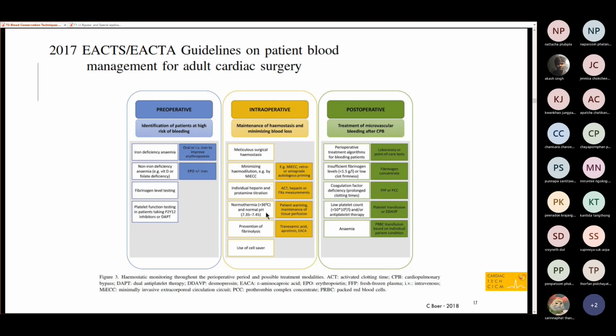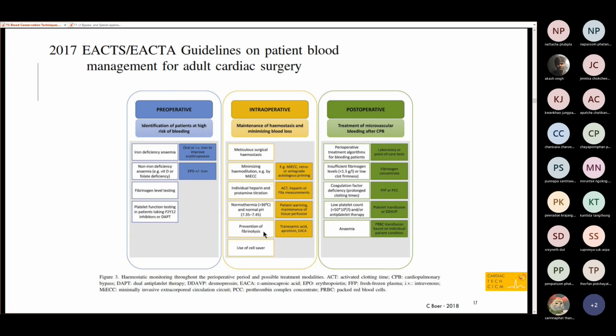And some say to keep normothermia as much as they can, because normothermia and normal pH can preserve the cell functions. Hypothermia is not good for hematologic status, so we try to keep the patients warm during surgery. But you need to balance between the benefits of hypothermia and also normothermia.